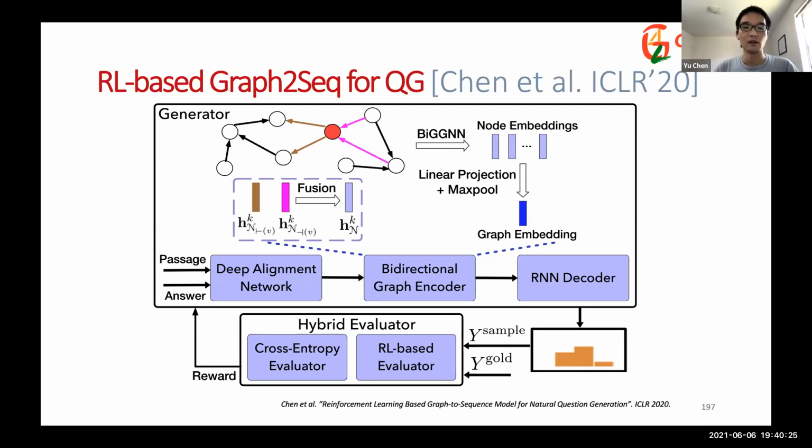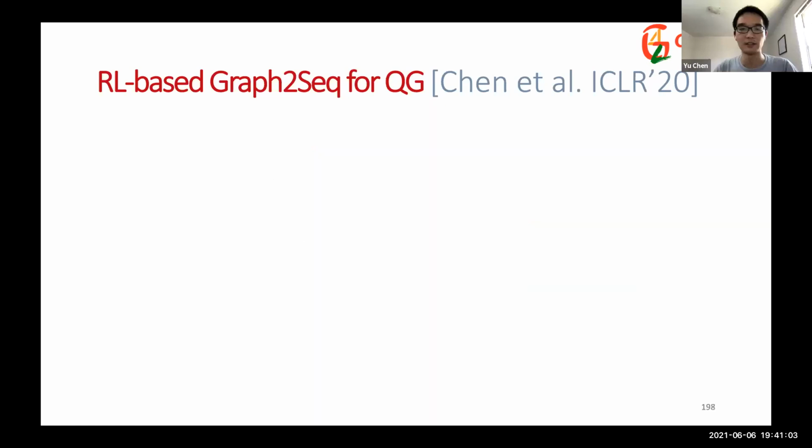So it contains a GNN-based graph-to-sequence generator and a hybrid evaluator, which combines both the cross-entropy-based loss and RL-based loss. We will focus on the generator part in this tutorial. Basically, the idea is to treat each word in the passage as a node in a graph and apply a graph neural network to better capture the structure of the passage.